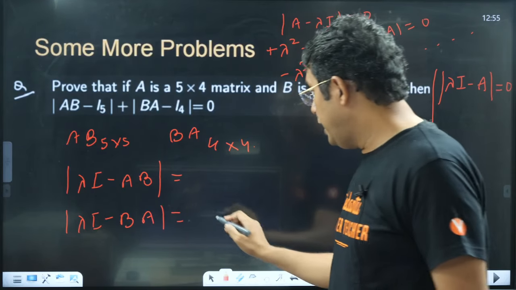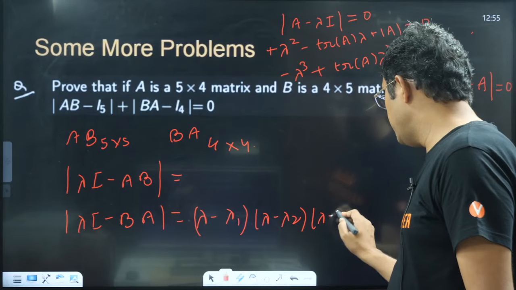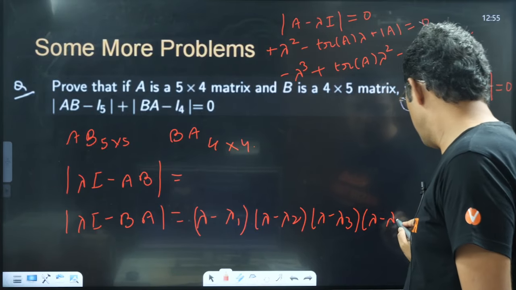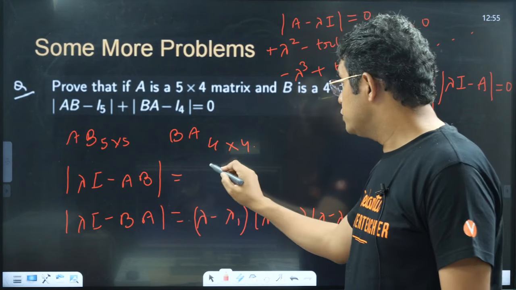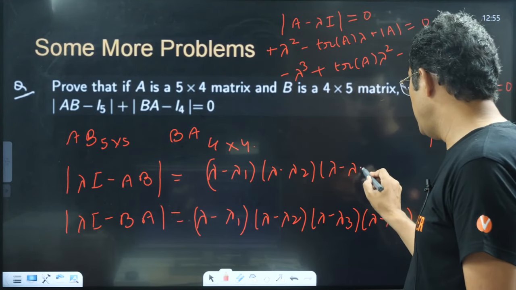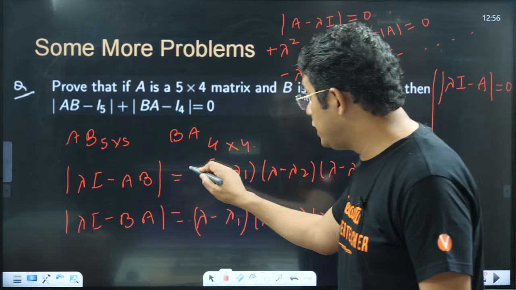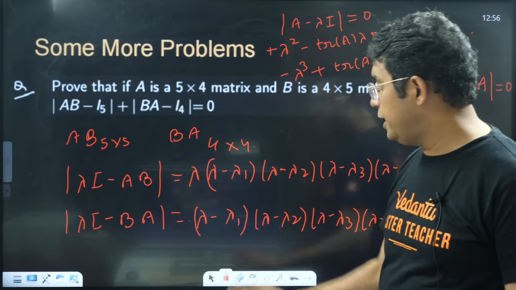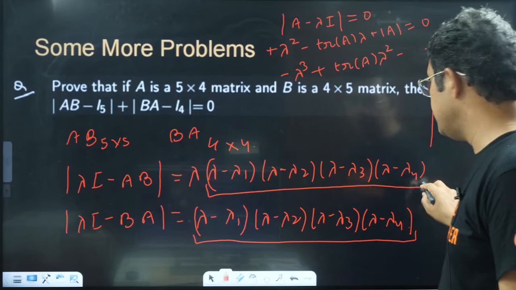Its roots will be 4 only, and let's say its 4 roots are lambda 1, lambda 2, lambda 3, and lambda 4. As I told you, all the 4 roots of BA will be roots for this also. So that will be lambda minus lambda 1, lambda minus lambda 2, lambda minus lambda 3, and lambda minus lambda 4. But there has to be one extra root, and as I told you it is 0, so corresponding to that 0 this will be the factor, and the leading term is always 1, so there is no need to write anything else. Now these 4 terms and those 4 terms are identical.